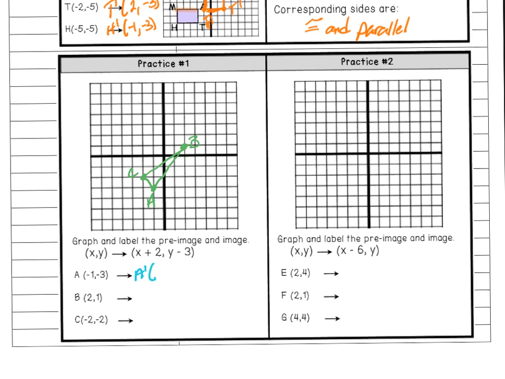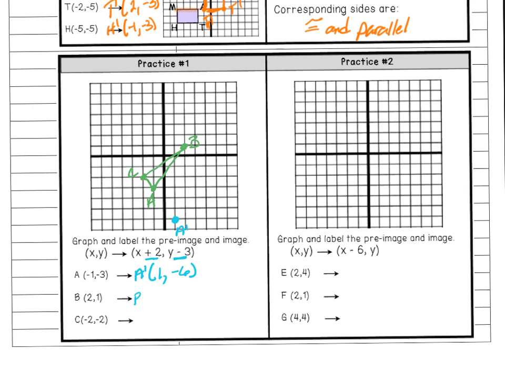So what are we doing to each of them? I'm adding 2 to my X and subtracting 3 from my Y. So -1 plus 2 is 1. And -3 minus 3 is -6. So I'm going to go to 1, and down 1, 2, 3, 4, 5, 6, to -6. So this becomes A prime.